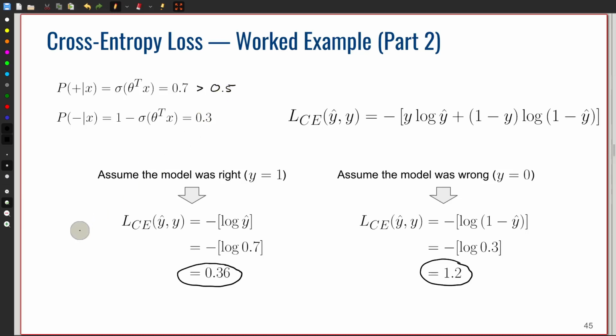But we could have technically made a better prediction. We could have predicted 0.9. So for example, 0.9 would even be better. And this will result in an even lower loss.